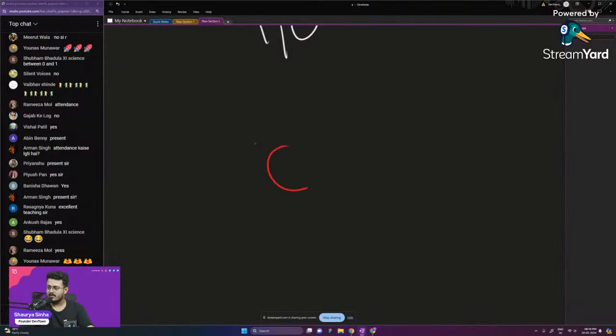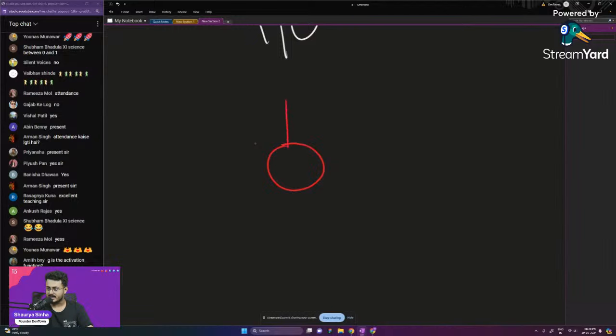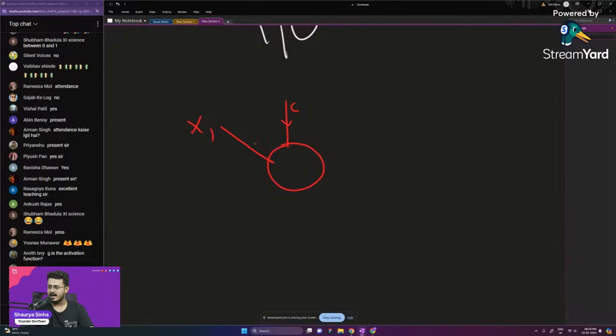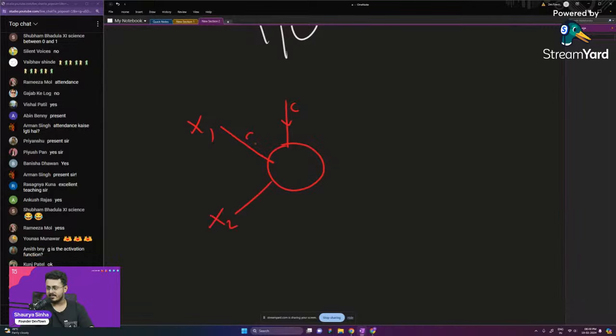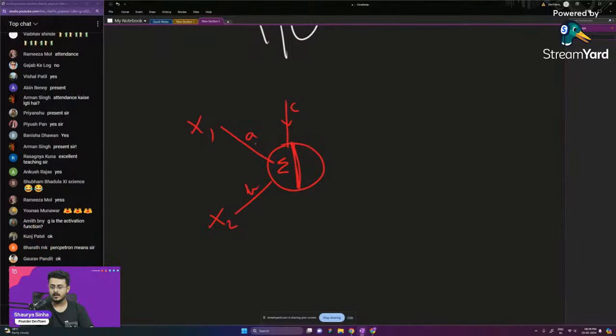So our perceptron will look something like this. You are having your C right over here. You are having your inputs, X1 and X2. You are having A, you are having B. Now, your particular perceptron is divided into two halves. First, it is going to do the summation.